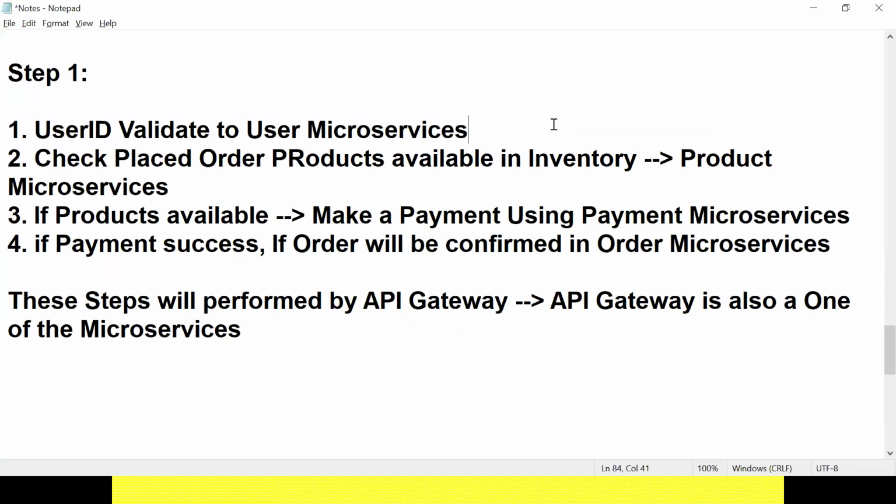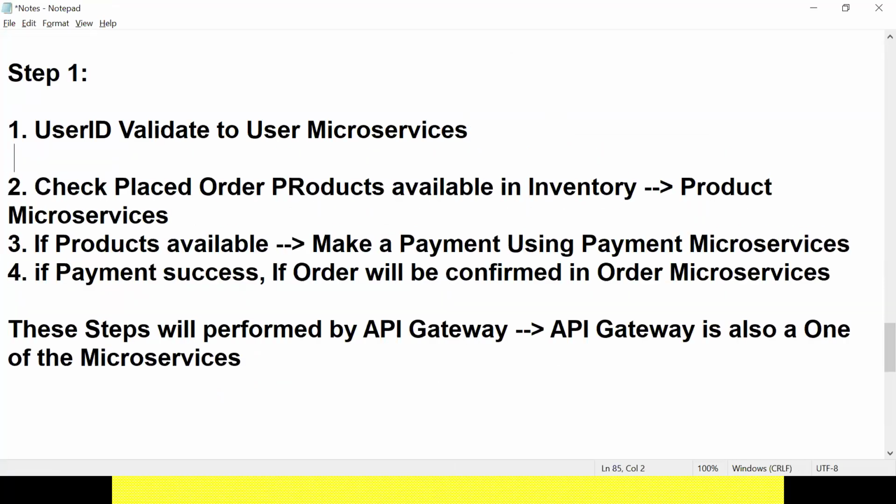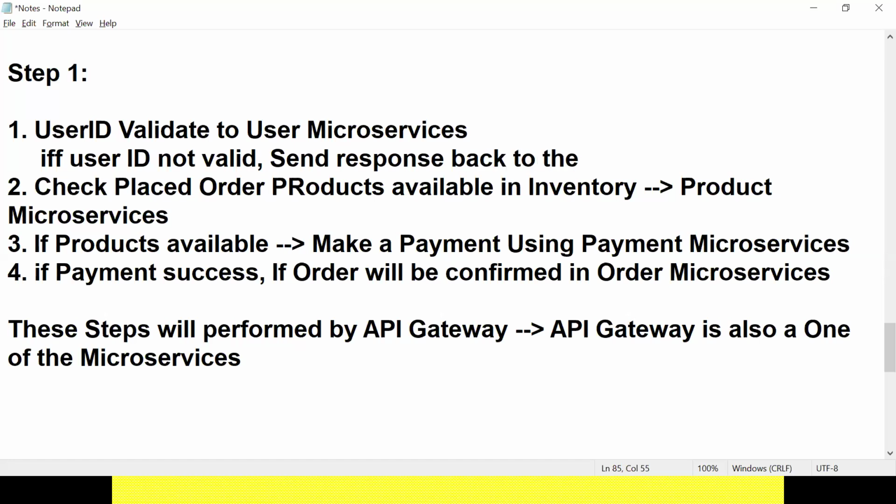This is your positive flow, ma'am. Where you see the user ID is not valid. If user ID is not valid, what will happen? What do we need to do? We are not able to send a response back to the client. Okay. Not a valid user. Am I right? Yes.